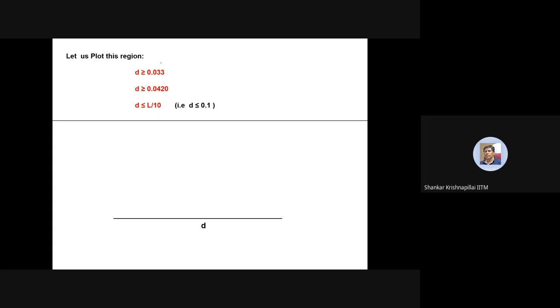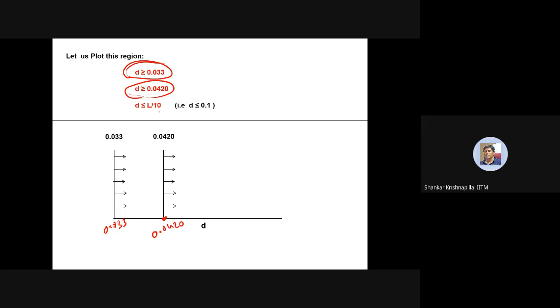First, the feasible region is that D is greater than 0.033, shown here. Next is D greater than 0.0420. So this is 0.0420, and D is greater than that. Then third is D is less than 0.1.